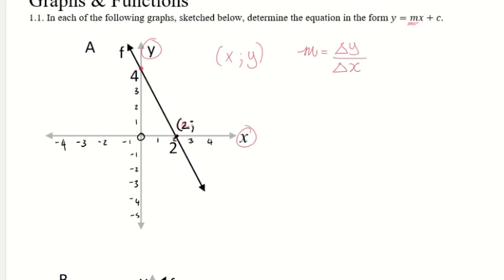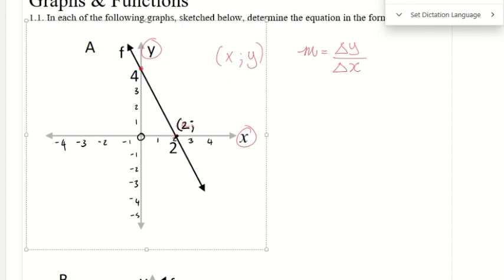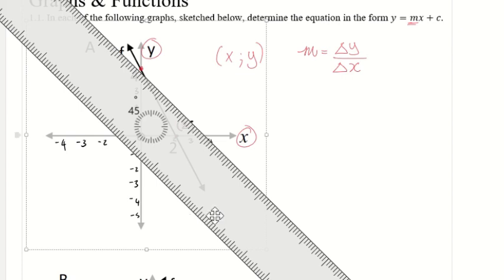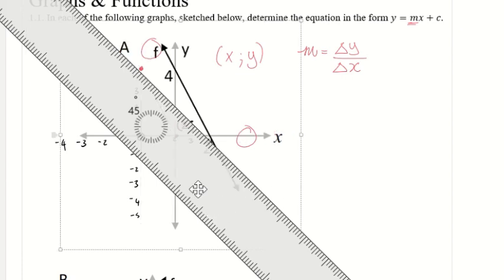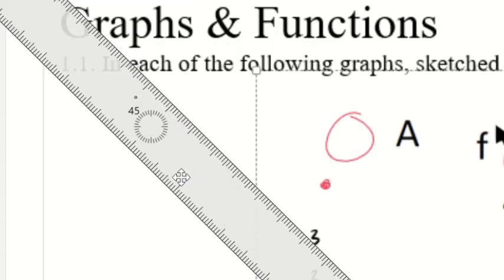The y value here, if I take a ruler, I'm just going to see if I have a ruler here so that you can see perhaps, where's my ruler? Let me just see if I can find my ruler. There's a ruler. Okay. Alright, so how do I change this ruler again?